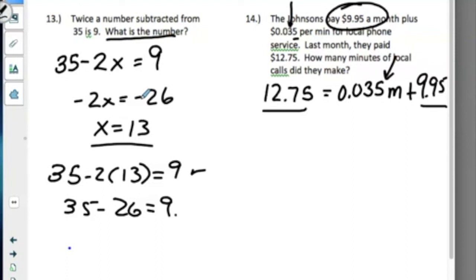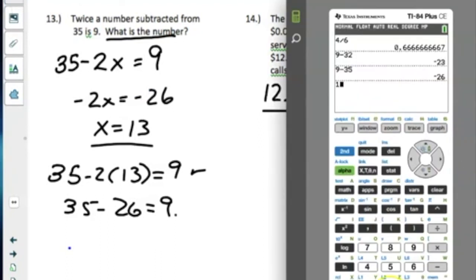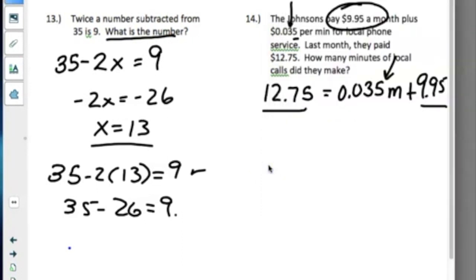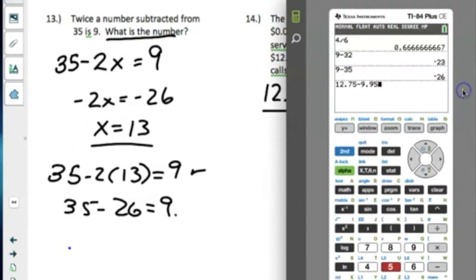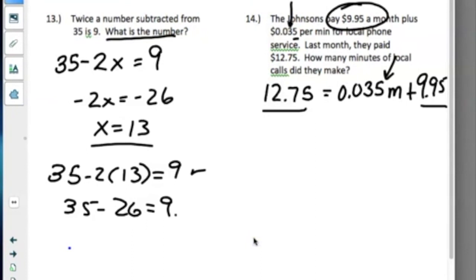Now I subtract my $9.95, and I've got to get my calculator back out here. I've got $12.75 minus my $9.95. I'm just going to double check to make sure those are my numbers. $9.95 a month. I hit enter. And that's $2.80. So I've got $2.80 is equal to 0.035 times the minutes.